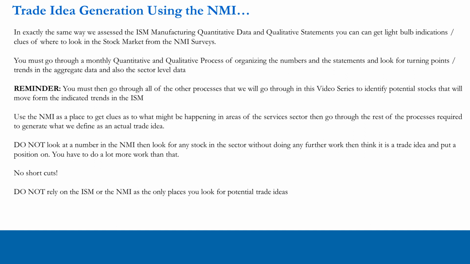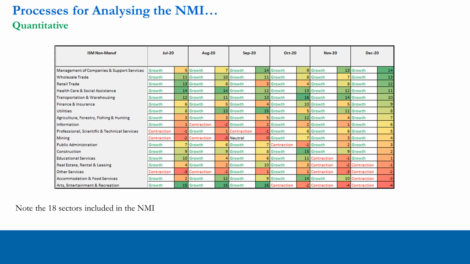Additionally, do not rely on the ISM and the NMI as the only places you look for potential trade ideas. Again, we mentioned this in the previous video. There are multiple places to get trade ideas in the financial markets and in the world in general. Now, additional to qualitative statements coming from each of those 18 industries, we also get our quantitative data.